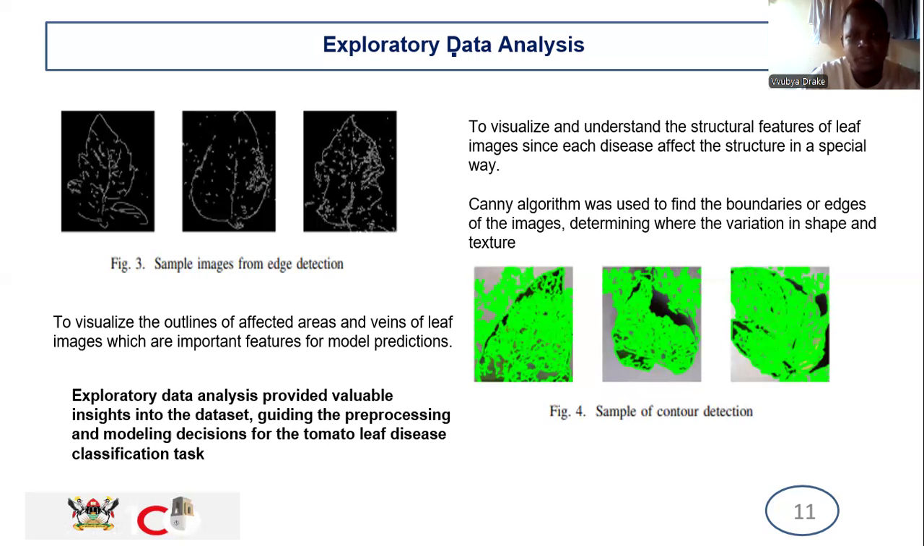So through the whole process of exploratory analysis, we provided valuable insights into the dataset, guiding the pre-processing and modeling decisions for the tomato leaf disease classification task.